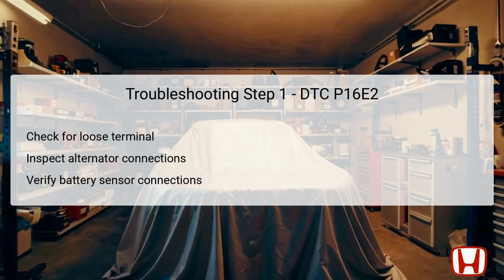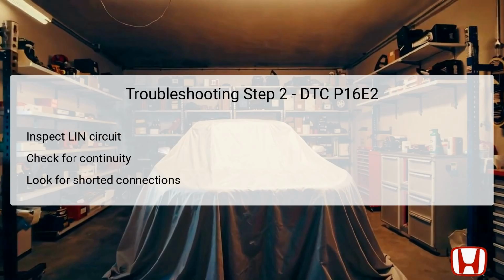It is equally important to examine other related connections, including those from the 12-volt battery sensor, as any disruptions in these areas can contribute to the communication errors experienced by the PCM. Taking this systematic approach can often resolve the error if loose connections are the primary issue. The second step requires a thorough inspection of the LIN circuit.